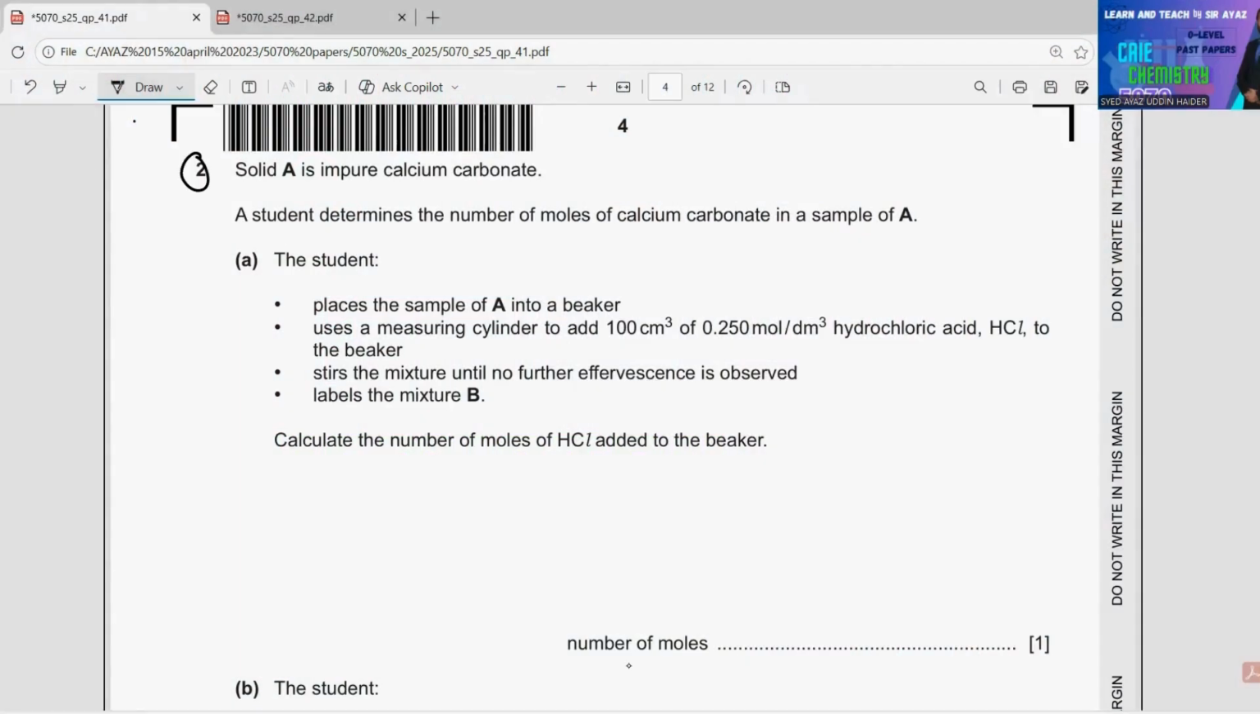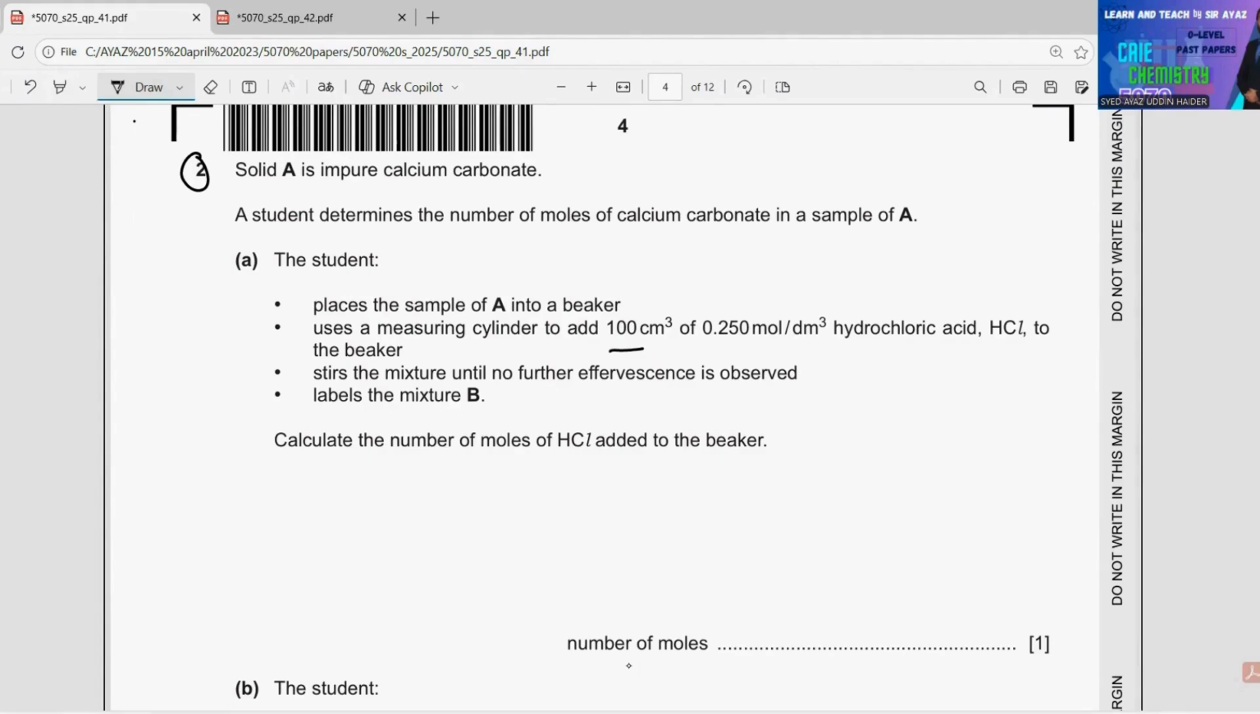Question number 2. Solid A is impure calcium carbonate. A student determines the number of moles of calcium carbonate in a sample of A. Part A. The student places the sample of A into a beaker, uses a measuring cylinder to add 100 centimeter cube of 0.25 mole per dm cube hydrochloric acid HCl to the beaker. Stirs the mixture until no further effervescence is observed.